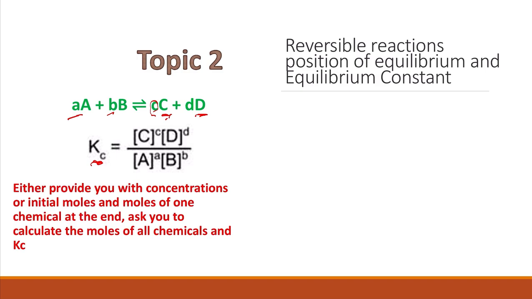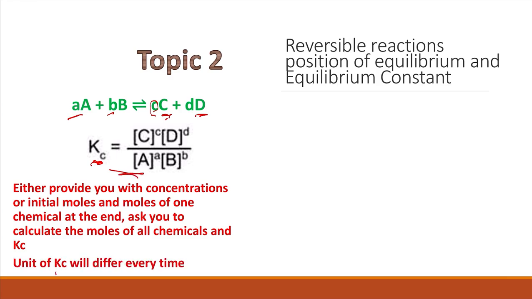They're going to either give you the number of moles of one of the reactants or products and the initial moles of the reactant at the beginning of the reaction, and then ask you to find the moles of all of the different products and the reactant at equilibrium. They're going to give you the volume as well, so you can calculate the concentration of all reactants and products at equilibrium, and then you can use this equation.